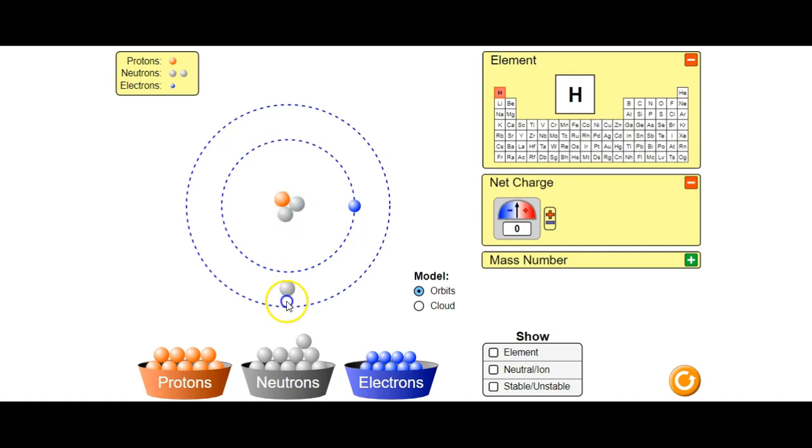So let's go back to the original setup and let's add some additional electrons and see what happens to the net charge. So add an electron, it goes to -1. Let's add another electron, -2. Each one of these electrons is a -1, meaning it has a -1 charge.